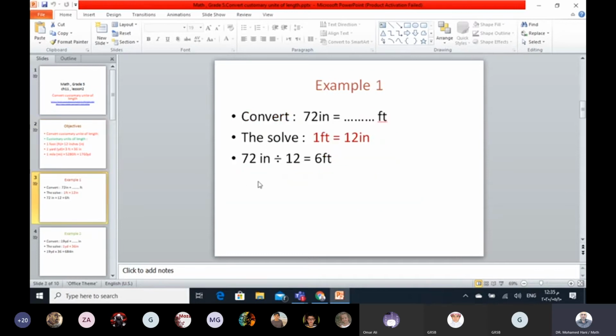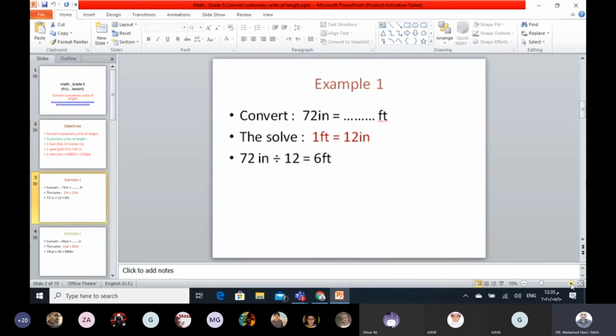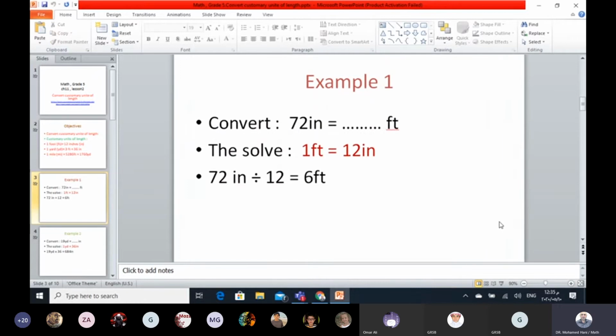For example 1 here, convert. What's the meaning of convert? Change from unit to the unit. For example, here we have 72 inch, in means inch. Convert to the feet, ft means feet. This is the meaning to convert.